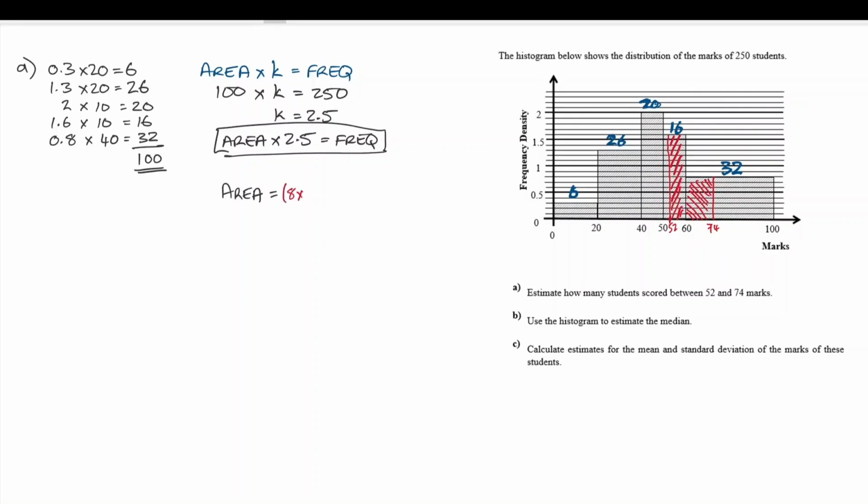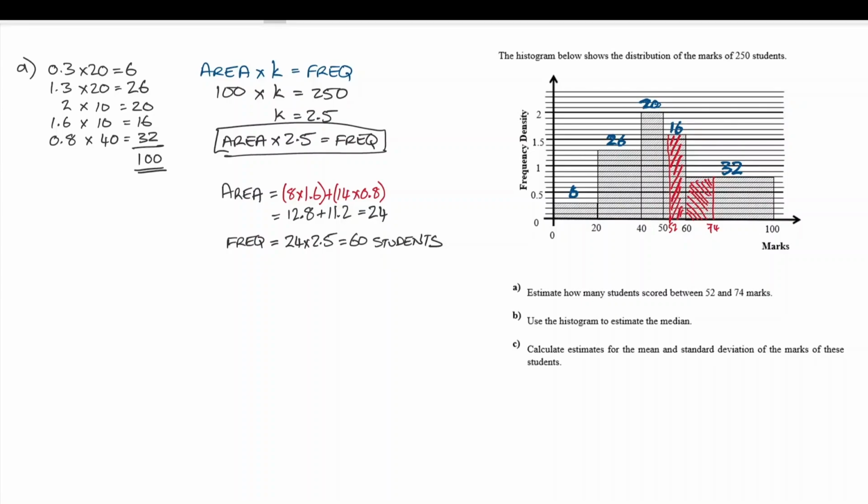Well, we've got 8 multiplied by 1.6 plus 14 multiplied by 0.8. When we add these together, we get 24. And that's the area. We know we multiply that by 2.5 to get the frequency. So we have a frequency of 60. 60 students scored between 52 and 74.